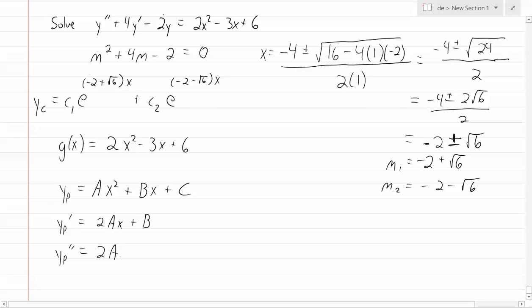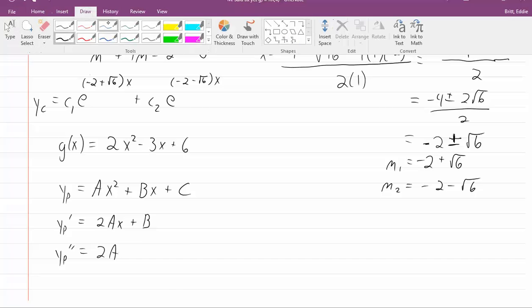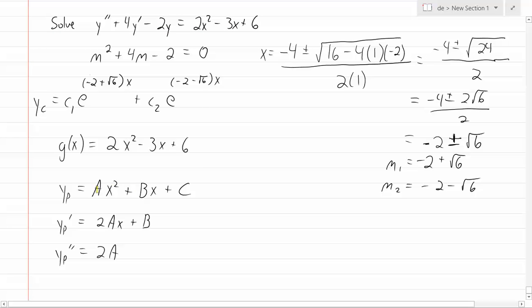So we're going to take these and plug them into our differential equation. All of this I'm going to put in right here. All of this I'm going to put in right here. And you guessed it, all of this I'm going to put in right here. So when I substitute that in, I'm going to plug in the 2a first.